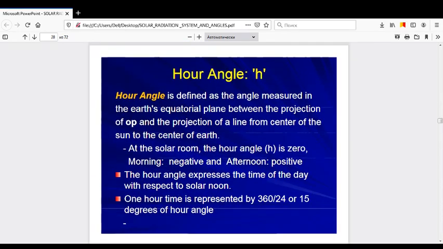Now the hour angle is defined as the angle measured in the earth's equatorial plane between the projection of OP and the projection of a line from the center of the sun to the center of the earth. At the solar noon, the hour angle is 0, morning negative and afternoon positive. The hour angle expresses the time of the day with respect to the solar noon. 1 hour time is represented by 360 upon 24, or 15 degree of hour angle.